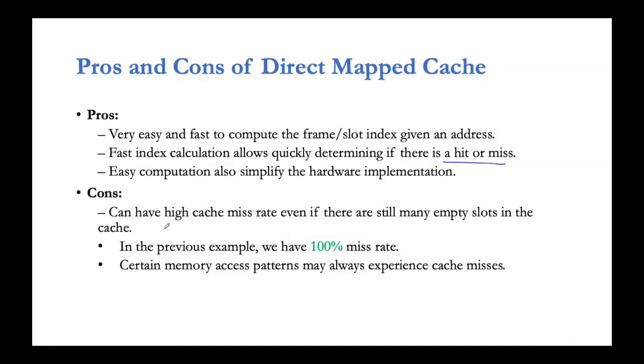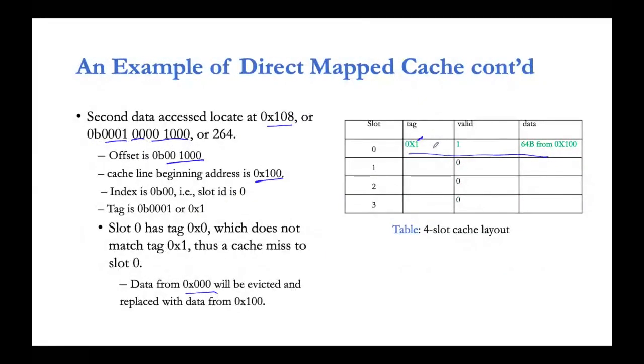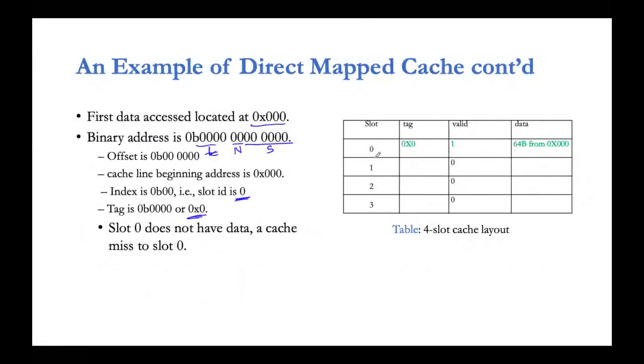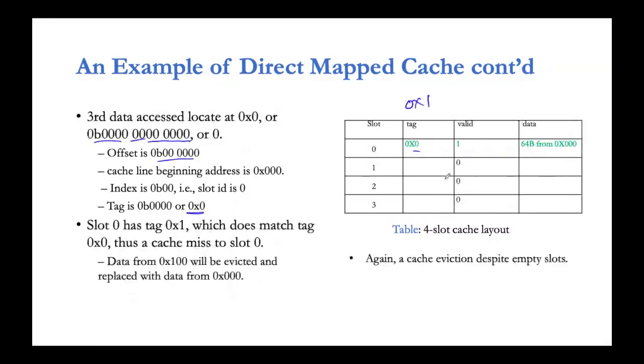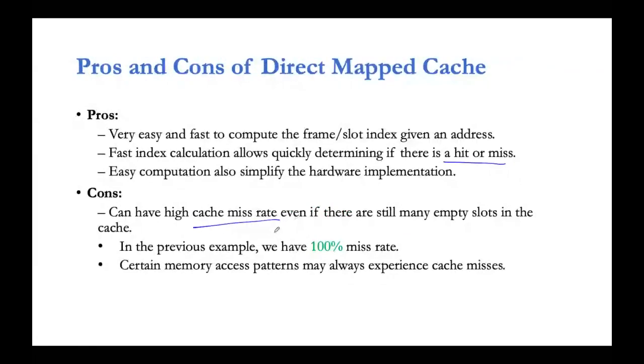But the con here is that direct mapped caching can have high cache miss rates. Even if there are many empty slots in the cache, addresses still occupy the same frames. That's the reason many misses occur. So in our previous example, there is a 100% miss rate. So certain memory access patterns may always experience these cache misses.